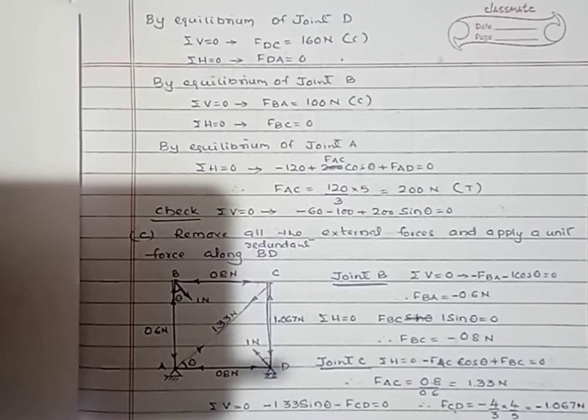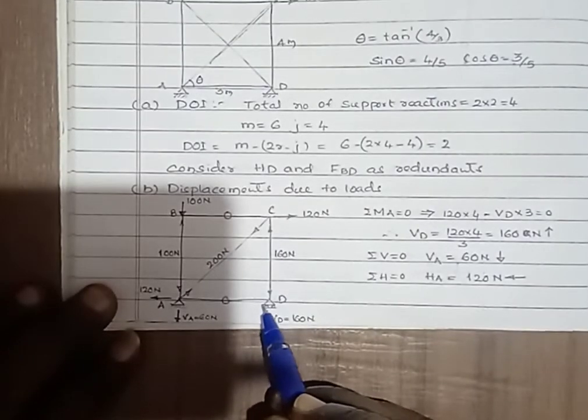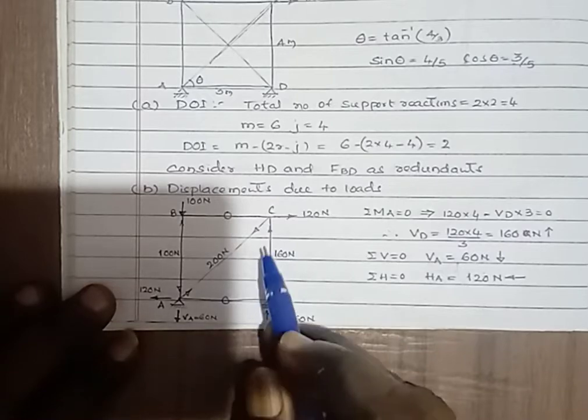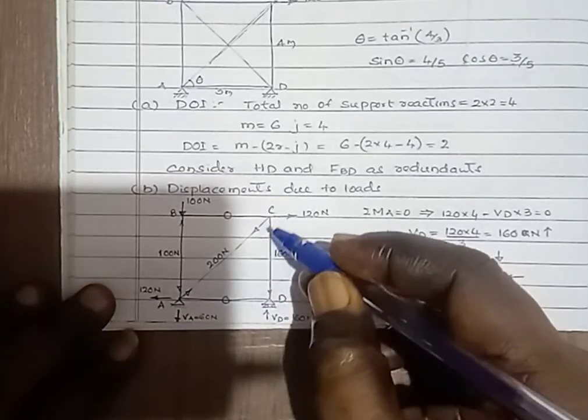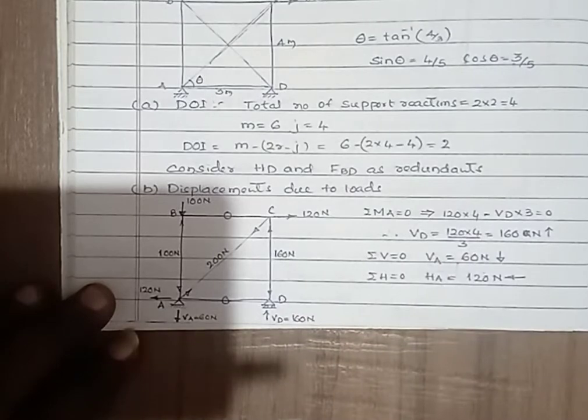Here, by observing this joint, the reaction VD is acting along one of the members. Therefore, the force in this member is 160 Newton. Then the force in this member is 0. Summation of H equals 0.